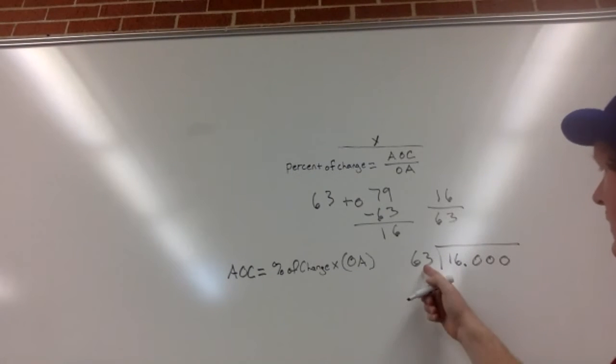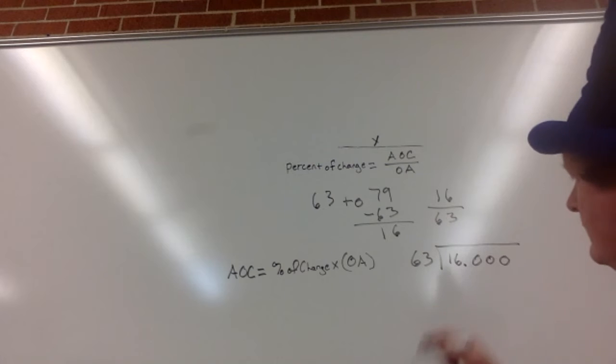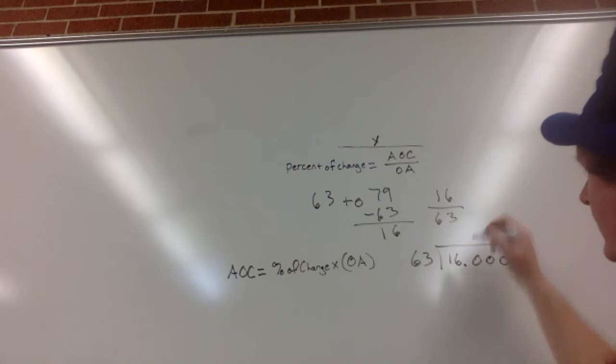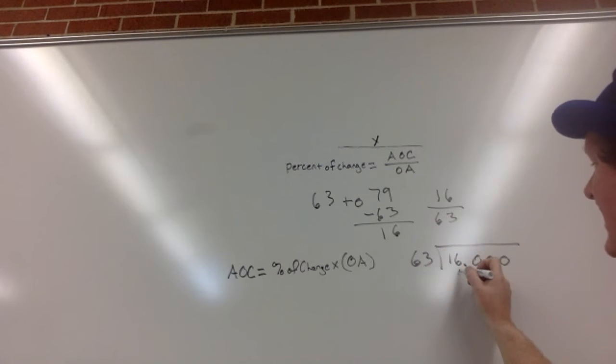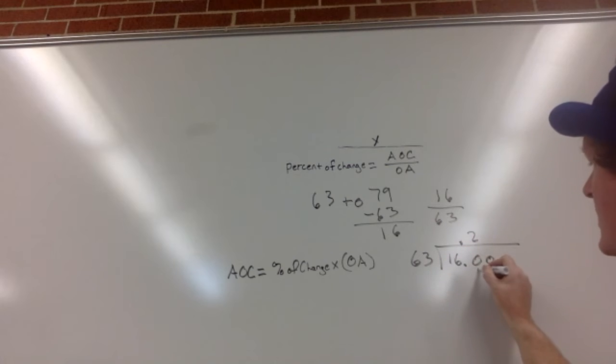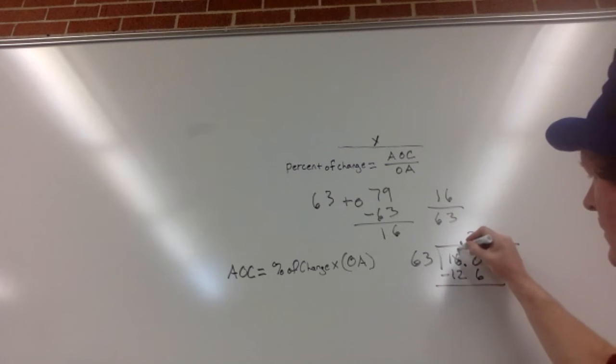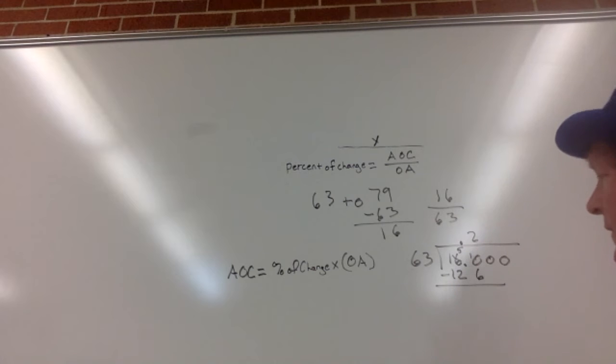Okay. So 63 will go into 160. Probably 6 times 3 is 18. That's too much. Let's try 2. 3 times 2 is 6. 2 times 6 is 12. Subtract. Borrow from the 6, make it a 5. 10 minus 6, 4. 5 minus 2, 3. Bring down a 0.